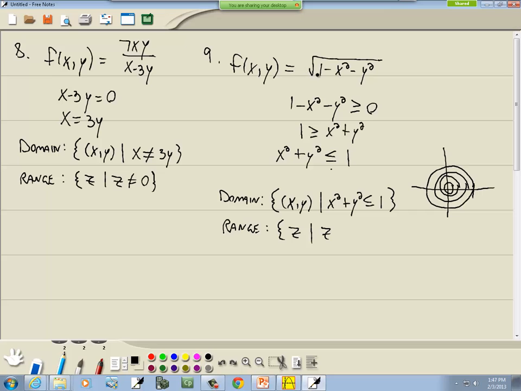Now, the question is, can it give you a 0? And that's what I was trying to indicate down here. Well, if I put 0 here and 0 here, that has nothing to do with whether z can be 0. But if I put 1 in for x and 0 in for y, well, that'd be 1 squared, and 1 minus 1 is 0. So it can be equal to 0. So we're going to have the range is a set of all z values such that z is greater than or equal to 0, like that.